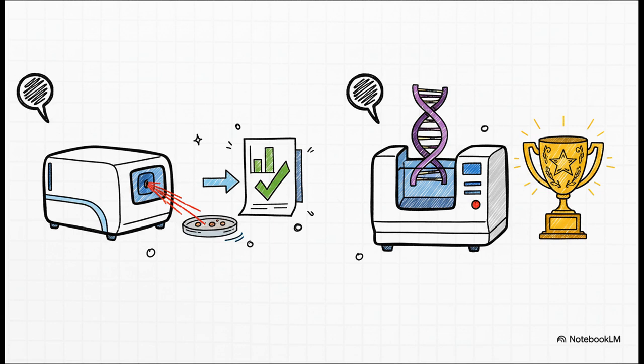MALDI-TOF is an absolute game changer, giving you a rapid ID right from the colony. But for those really tough cases, when you're dealing with a culture-negative sample directly from something like a heart valve, 16S rRNA sequencing is still the undisputed gold standard.